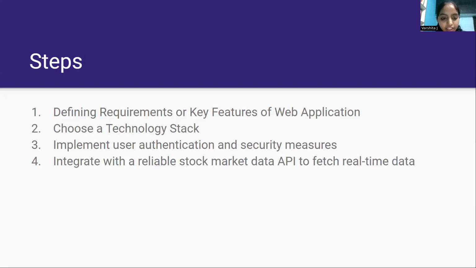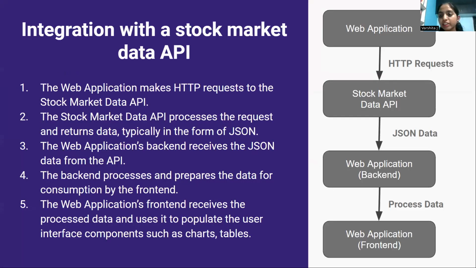And the next step is to integrate with a reliable stock market data API to fetch real-time data. This step connects the web application to an external API, which allows displaying the real-time data on our web application. So this is how it works. The web application sends HTTP request to stock market data API, which processes the request and responds in the form of JSON data, which is received by web application's backend, which then processes the data so that it's ready for consumption by the front end. And then the web application's front end receives the processed data and uses it to populate the user interface components such as charts and tables.